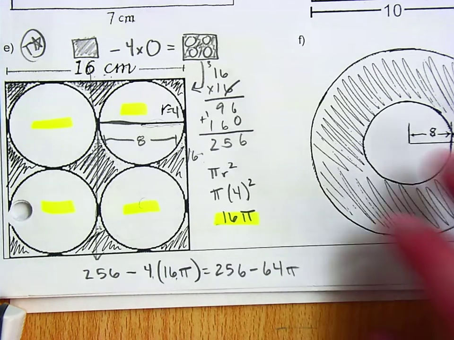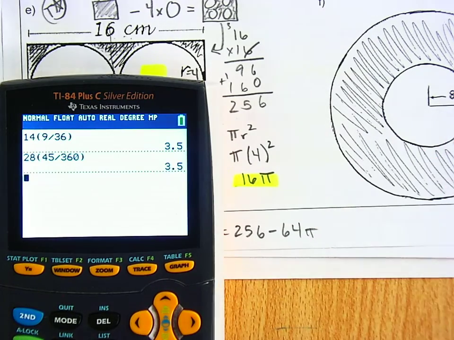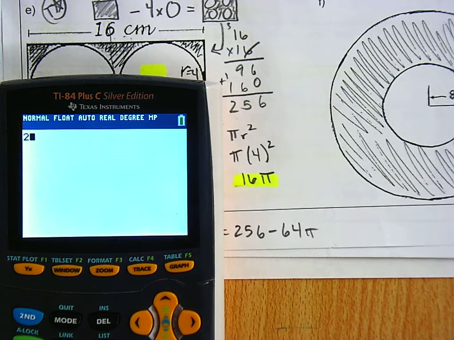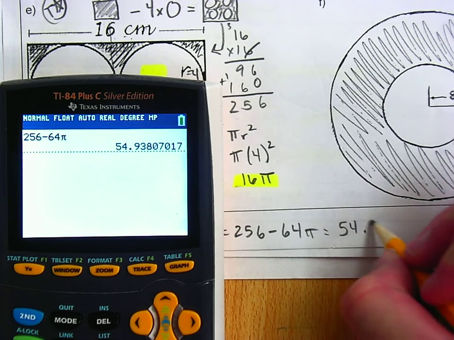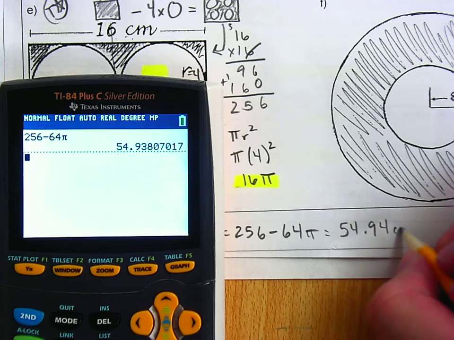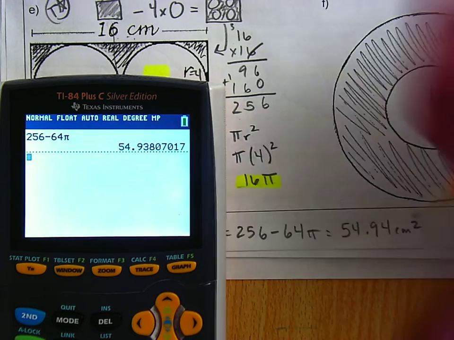And that we can actually calculate. We can actually put that in our calculator. Just type it in exactly how we see it: 256 minus 64 pi. And we get something like 54.94 centimeters squared.